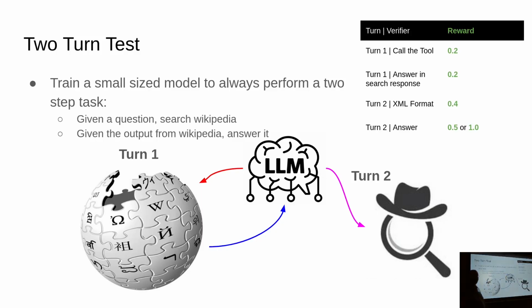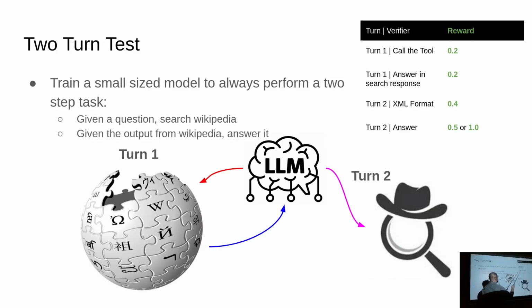That's it. That's all they did. The way they did the scoring is if the tool was called successfully and actually hit Wikipedia, it got 0.2 points. If the answer was in the search response, just by doing a case-insensitive quick grep match, typical regular expression stuff, if that was inside the Wikipedia answer, then it must have searched right. I'll reward it another 0.2 points that turn.